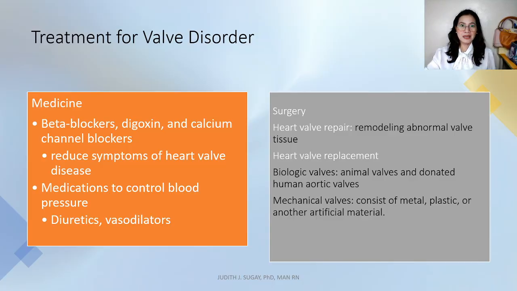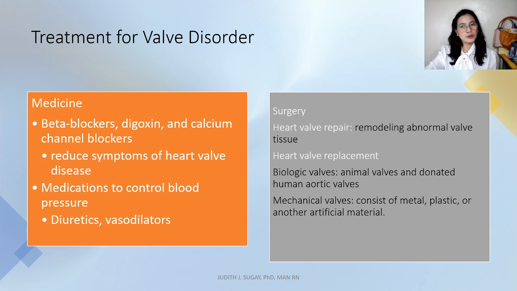So what are the treatments for valve disorder? In terms of medicine, medicines are not a cure for this disease, but they can relieve symptoms. This includes beta blockers, digoxin, and calcium channel blockers. They can reduce the symptoms of the disease by controlling the heart rate, keeping it within the normal range. And again, this will help prevent abnormal heart rhythms or arrhythmia.